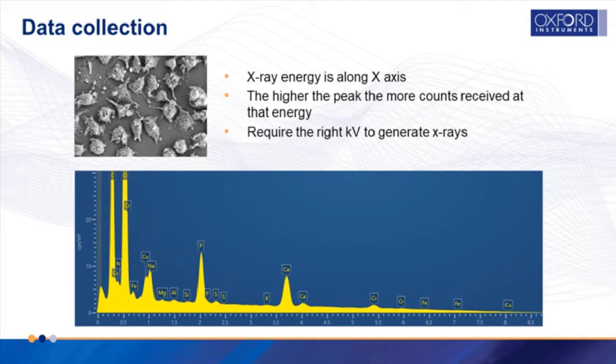Along the x-axis, we have the X-ray energy shown in keV, and the position of the peaks relates to the characteristic energy of the X-rays collected by the detector. Larger peaks show that more X-rays from that element have been detected, and there are more of those atoms in the sample. Aztec performs an auto-identification of elements and labels them as shown on the spectrum.